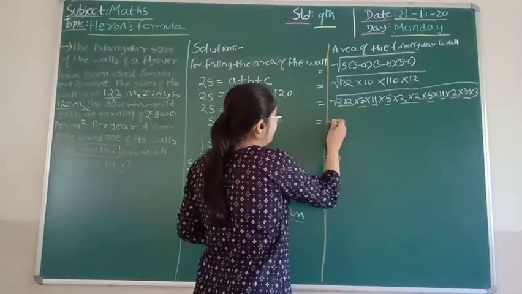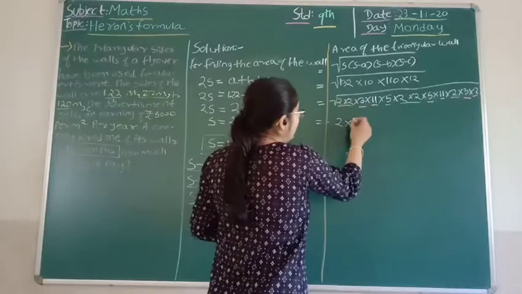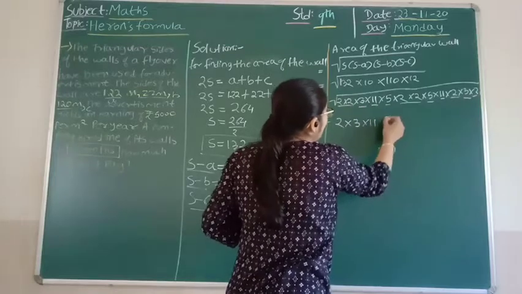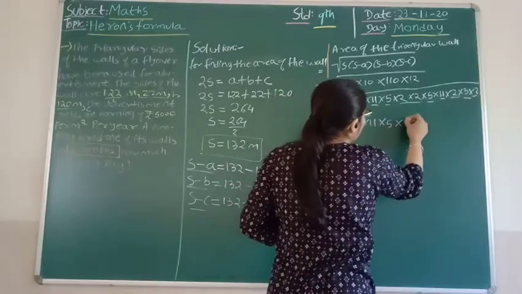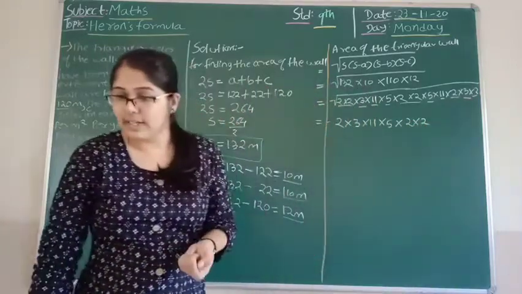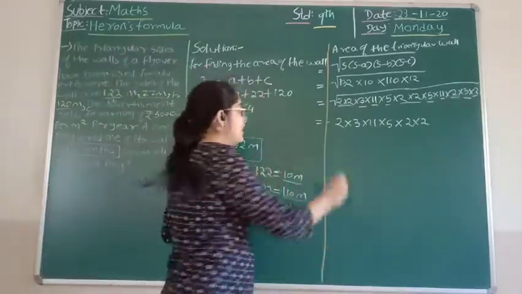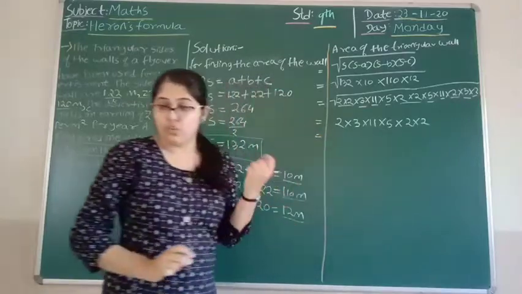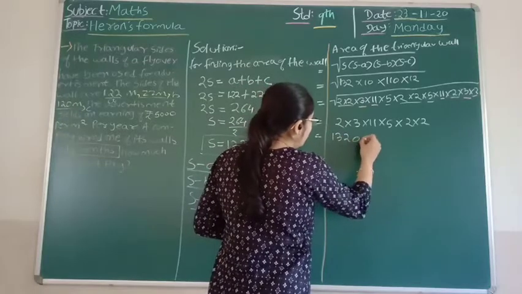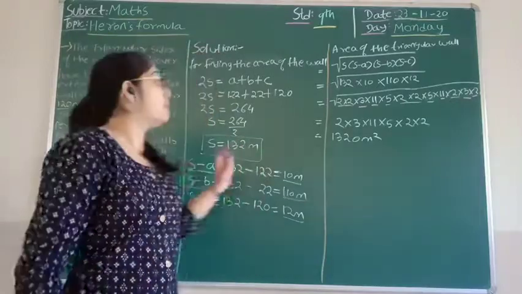I will just write in a very simple form. That will be 2 multiplied by 2 multiplied by 3, multiplied by 11, multiplied by 5, multiplied by 2 multiplied by 2. Right? Now, if I multiply all of this, the answer I am going to get is 1320. You can check it out. 1320 meter square. This will be your answer. It will be the answer for the area of the triangular one.